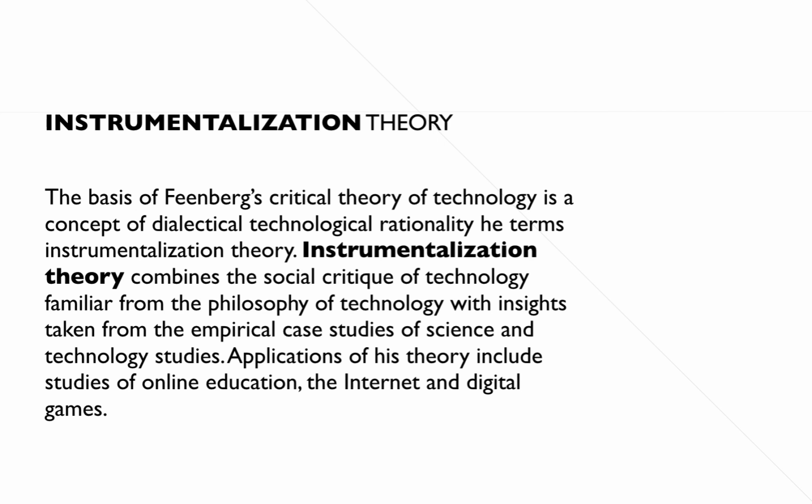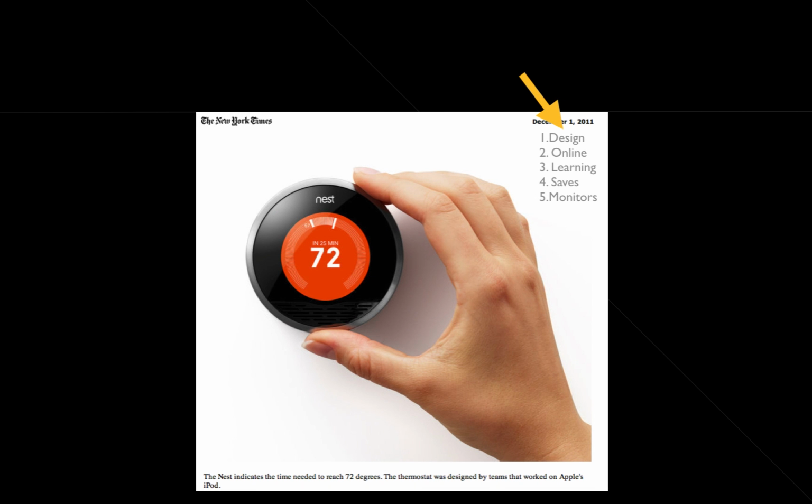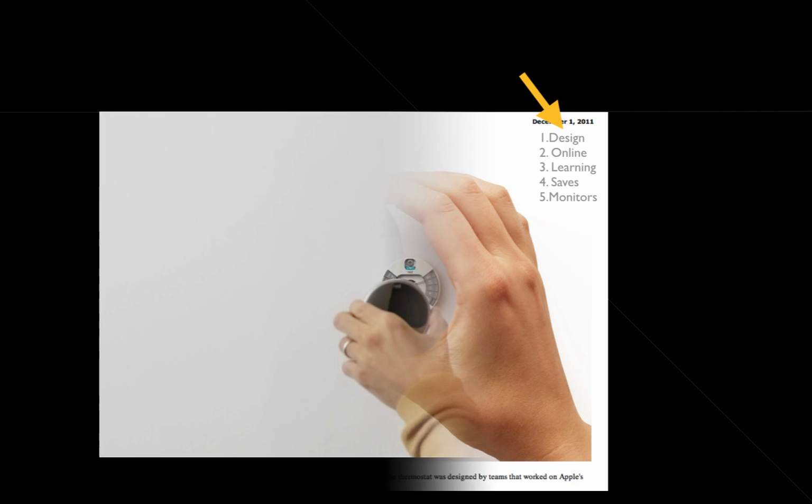Instrumentalization theory, of which he was the author, combines the social critique of technology, familiar from the philosophy of technology, with insights taken from the empirical case studies of science and technology. Applications of his theory include the growing presence of the Internet of Things, exemplified by this thermostat device, which is now conquering the American market.